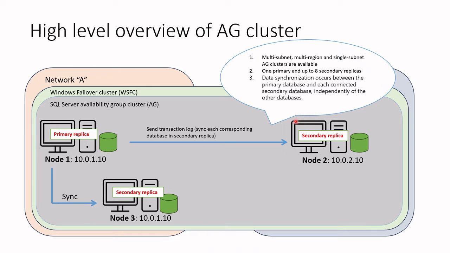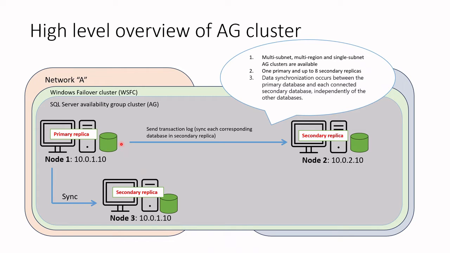For example, if you have database A and database B in node 1, synchronization happens for each database independently. If synchronization breaks down for the first database, it does not impact the second database. This is a very important point, okay? Therefore, a secondary database can be suspended or fail without affecting other secondary databases.